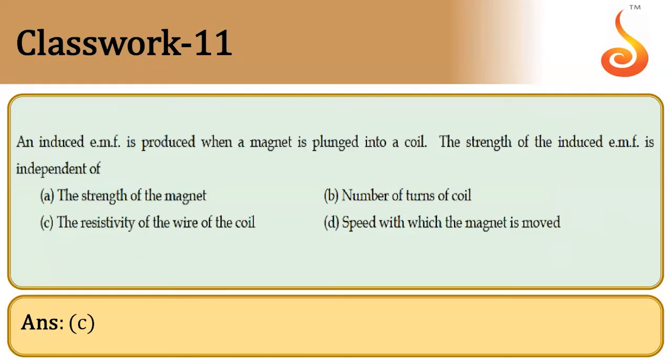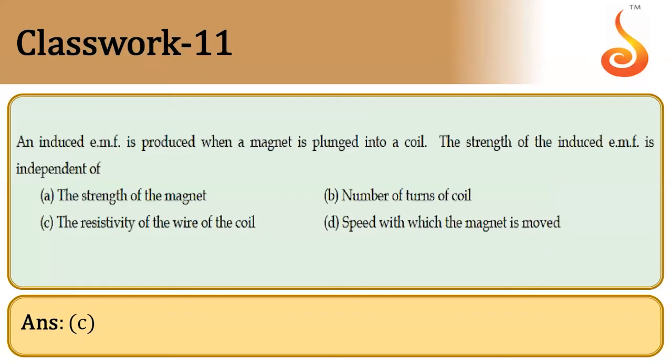An induced EMF is produced when a magnet is plugged into a coil. The strength of the induced EMF is independent of the resistivity of the material. It depends on the strength of the magnet. It depends on the number of turns. It depends on speed only. It doesn't depend on this. So option C.